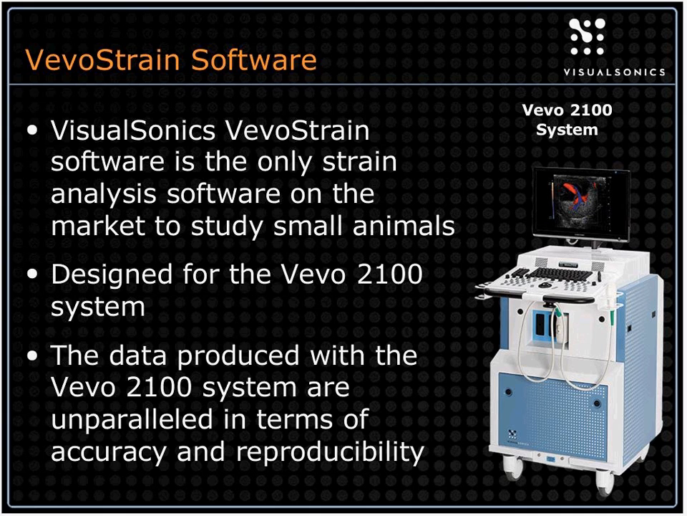So here at VisualSonics, our VevoStrain software is actually the only software analysis tool that is commercially available to study small animals. The software is designed to go with our Vevo 2100 system. Both our Vevo 2100 system together with the strain analysis is unparalleled in terms of accuracy and reproducibility.